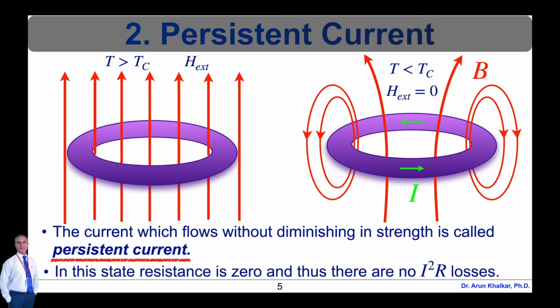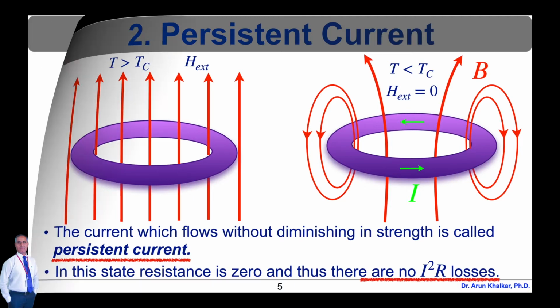The persistent current does not require external power to maintain. In the superconducting state, resistance is 0 and thus there are no I squared R losses. Once the current flow is initiated, it is estimated that it persists for more than 10 to the power 5 years. Persistent current is one of the most important properties of a superconductor. Superconducting coils with persistent current flowing through them produce magnetic fields and can therefore act as magnets.